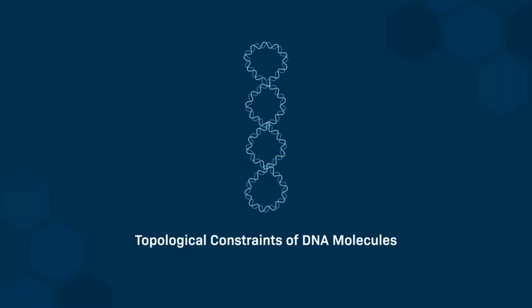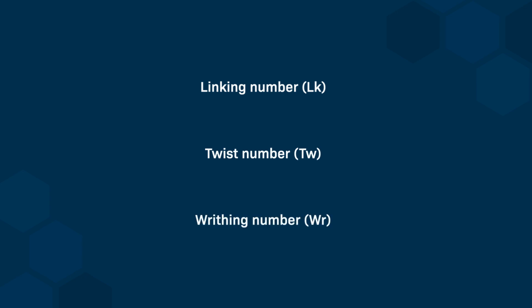DNA molecules are subject to several topological constraints. In this video, we will define the parameters that describe the topological constraints. These parameters are the linking number, also called LK, the twist number, also called TW, and the writhing number, also called WR. We will also define the relationships between these three parameters.